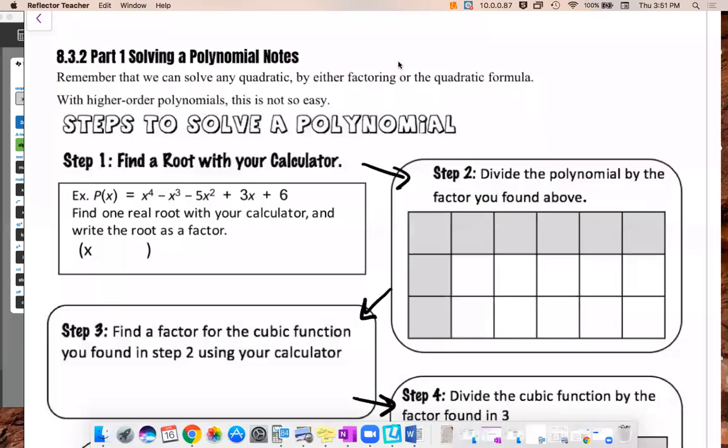Hi guys, so what we're going to learn today is how to solve a polynomial, and we're going to use division to help us do this. So the first thing I want to point out is just remember that we can solve any quadratic, and a quadratic is x squared, by either factoring or using the quadratic formula.